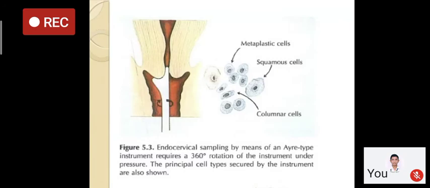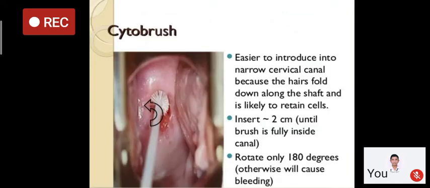Endocervical sampling by means of Ayer type instrument requires 360-degree rotation of the instrument under pressure. The principal cell types secured by the instruments are also shown. Columnar cells come from the endocervical canal. Squamous cells come from the outer area of the cervix, the light pink area, and metaplastic cells are from the transformation zone.